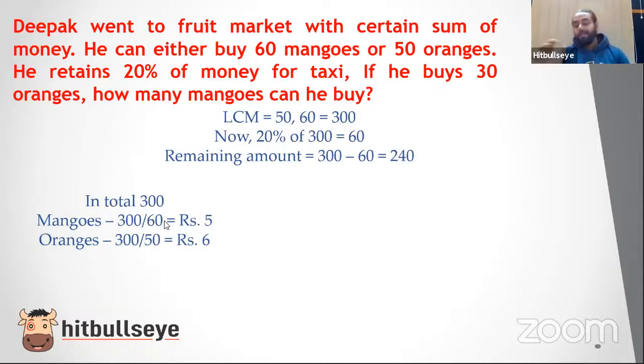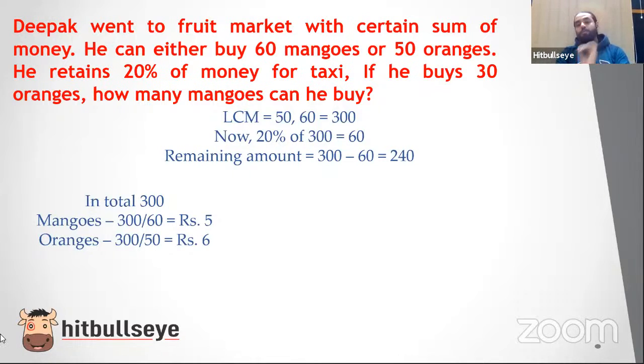Now, in total, if I had 300 rupees, now come to the first line of the question. He can either buy 60 mangoes or 50 oranges. So if I have 300 rupees total, 300 by 60, that means 5 rupees per mango, 6 rupees per orange. Okay, that is my calculation done.